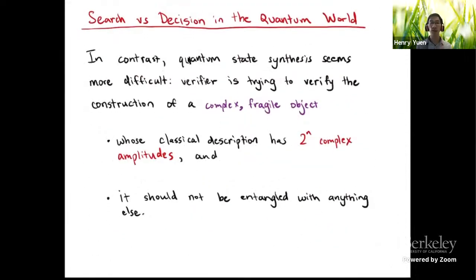In contrast, this motivating task that we have at the beginning, this quantum state synthesis problem, seems more difficult, right? The verifier is trying to verify the construction of a very complicated, fragile object. It's complicated because to classically describe this object that it wants to get out at the end, the description involves 2 to the n complex amplitudes, right? And furthermore, you want this object in quantum form. And you want to ensure somehow that, for example, this n-qubit state that you have in your hands is not entangled with anything else. It really has the right amplitudes and all the right phases. It's not quite clear a priori how one might try to do this.